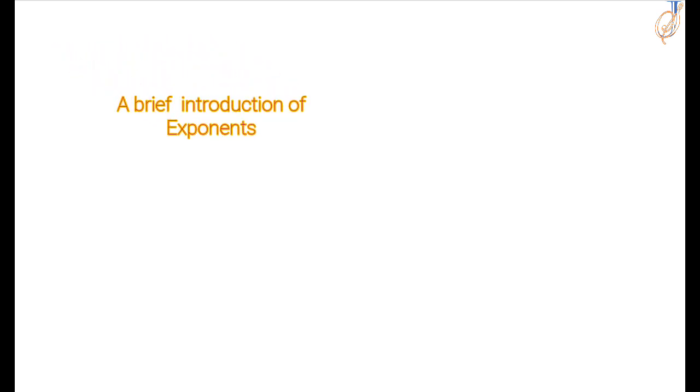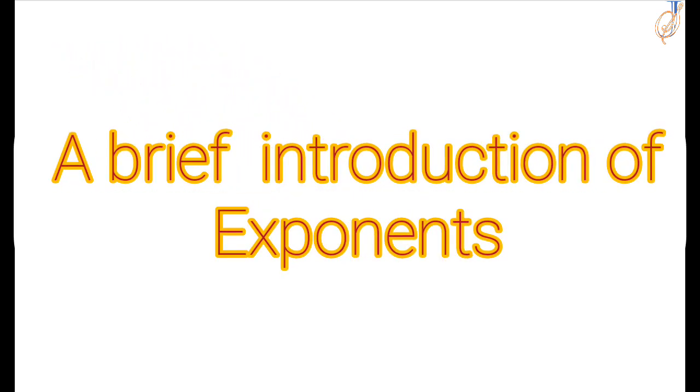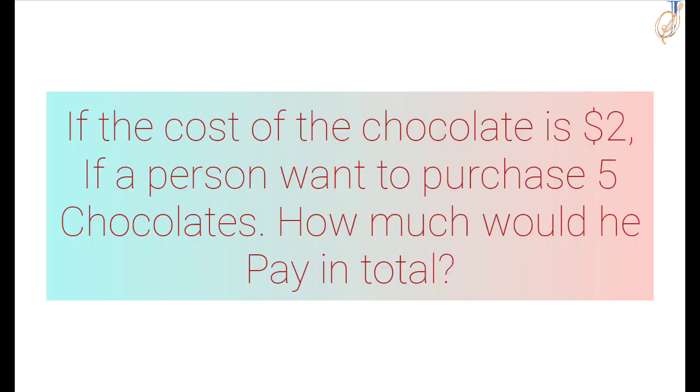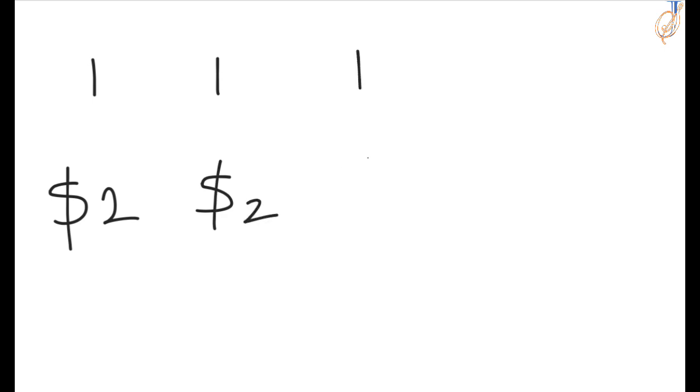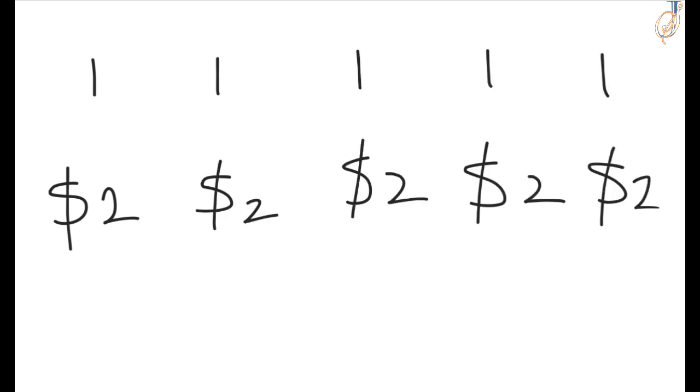A brief introduction of exponents. I will explain with an example. Suppose the cost of a chocolate is $2 and a person wants to purchase 5 chocolates. How much would you need to pay in total? Let's check. One chocolate is $2. Another chocolate is also $2. Like that, the person needs 5 chocolates.